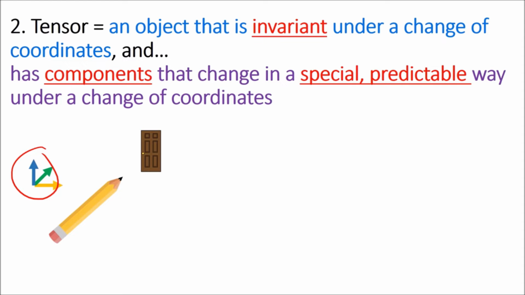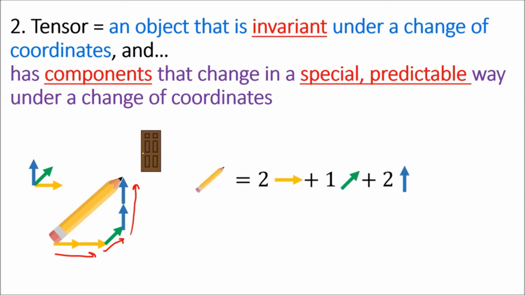And what we can do is we can measure the pencil using this coordinate system. All right, so it looks like this pencil is made up of 2 yellow arrows, 1 green arrow, and then 2 blue arrows. All right, so we can write this pencil as a linear combination of the coordinate vectors here. Okay, so what we just did here by breaking down the pencil into the coordinate vectors is we measured the pencil's components. The components are just the amount of each coordinate vector that we need to construct the pencil, right? So with this coordinate system, the components are 2, 1, 2.